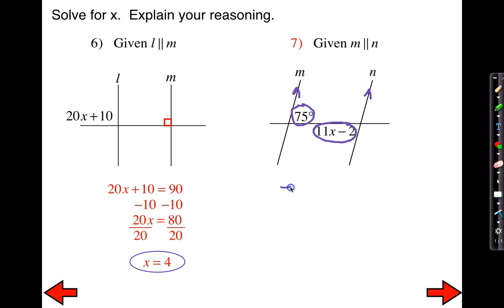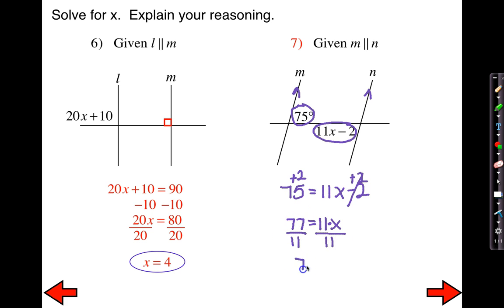So I'm going to set it up as 75 equals 11x minus 2. So in order to solve for x, I need to get rid of this constant first and add 2 to both sides. That's going to leave me with 77 equals 11x. Real quick, 11x means 11 times x, so in order to solve for x, I'm going to do the inverse by dividing both sides by 11.